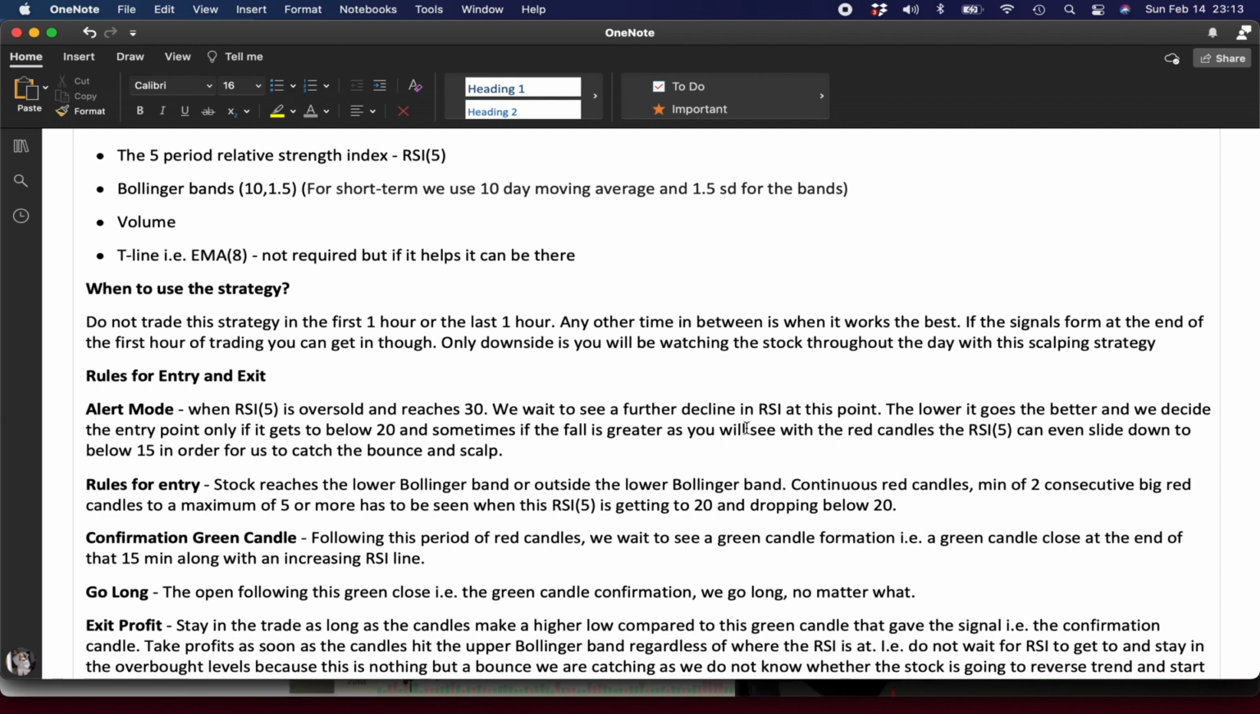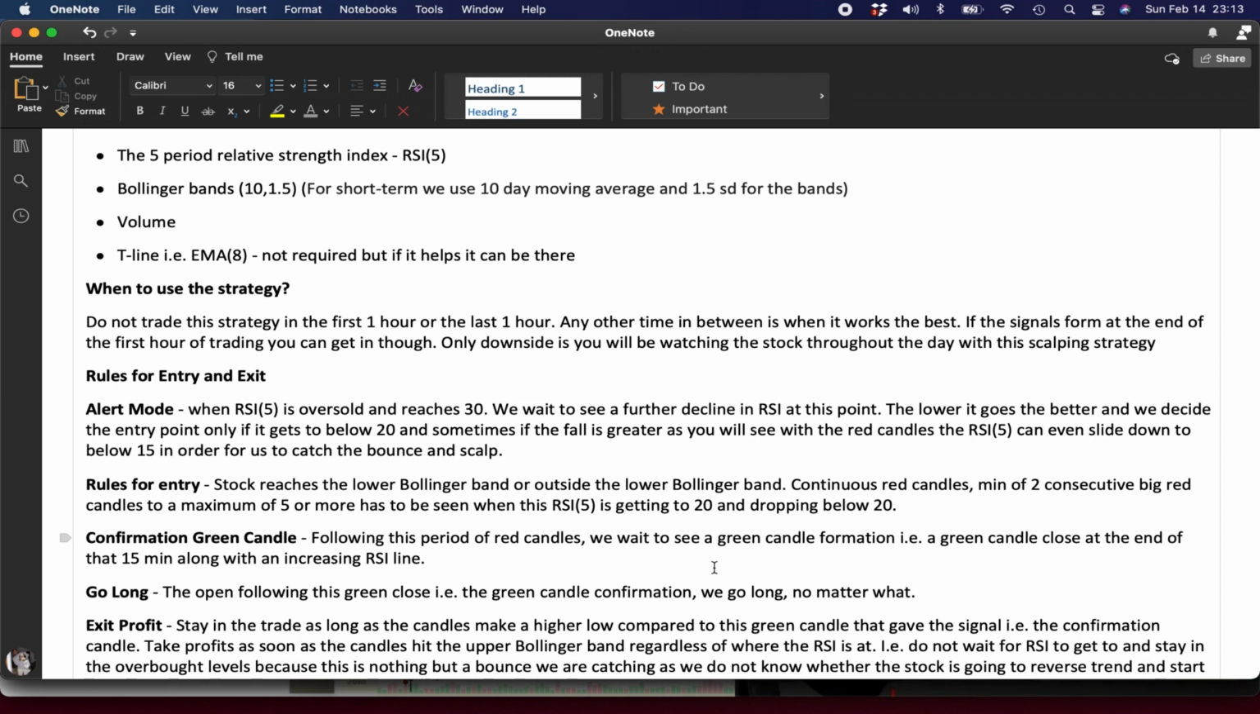So what would be the rules for entry here? When the stock reaches the lower Bollinger Band or outside the lower Bollinger Band, you'd also see continuous red candles, a minimum of 2 consecutive big red candles to a maximum of 5 or more, which can be seen when this RSI 5 is getting to 20 and even dropping below 20 in some cases.